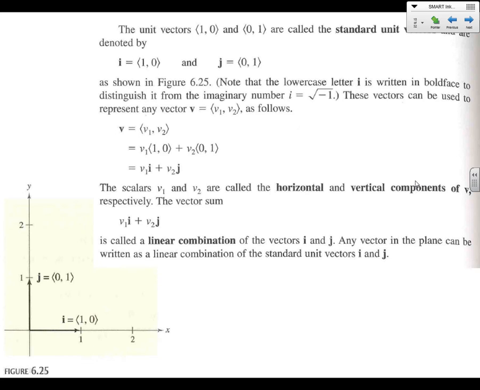All right, so instead of writing it in component form like this, 1, 0, we can say we're going to use i to be the vector 1, 0. So i is a horizontal unit vector, 1 unit in length. j is going to be a vertical vector, 1 unit long.